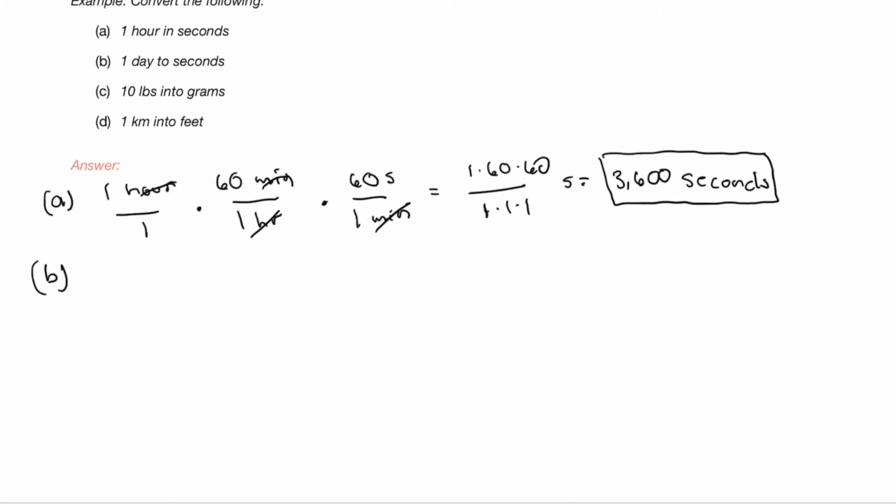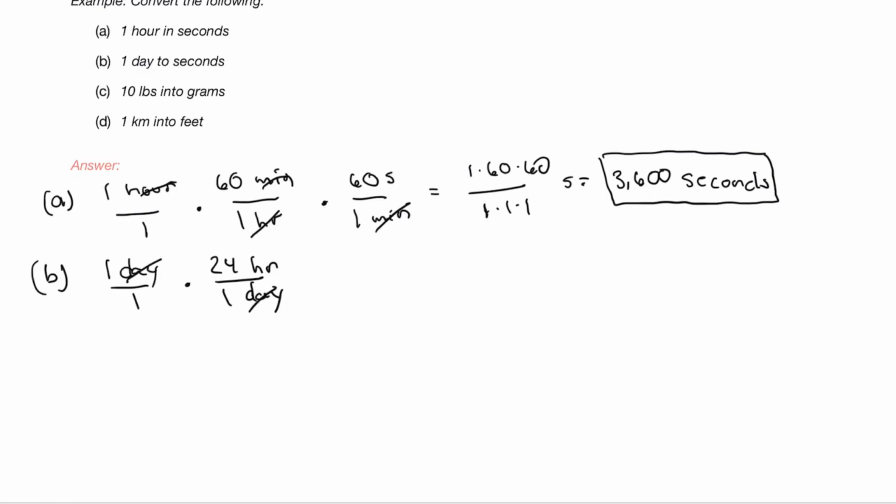In our next example, we're converting 1 day into seconds. As before, we write 1 day over 1, and we first need to convert from days to hours. We write 24 hours on top with 1 day on the bottom so that it cancels.